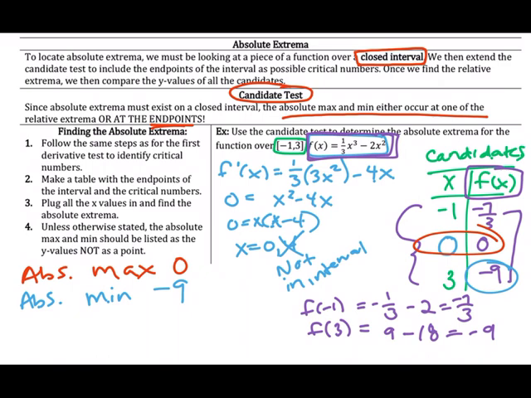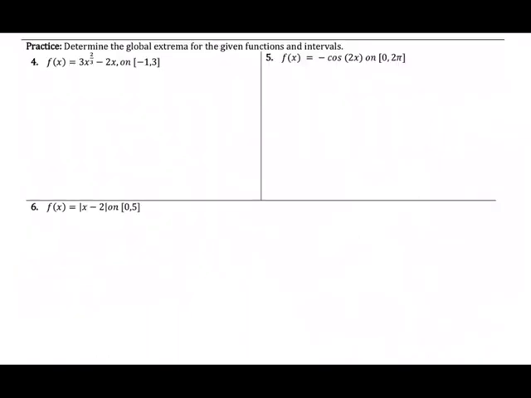Let's look at some more examples. The directions for these three problems say determine the global extrema. Global is just another word for absolute on the given interval. So we're going to start the same way that we've been starting. We're going to first find our critical values, or critical numbers. So derivative first. This is going to give me 3 times 2/3, which is just going to be 2, x to the -1/3 minus 2.